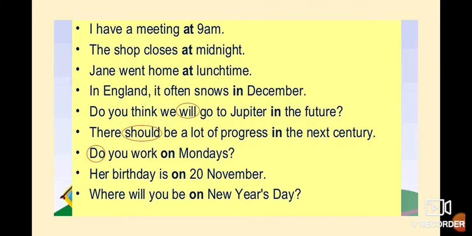Her birthday is on 20 November. In that case, we don't have a helping verb, but we have the main verb, which in this case is "is". Where will you be on New Year's Day? We have a helping verb, which in this case is "will", and the main verb is "be".